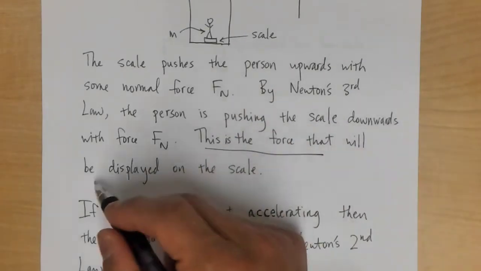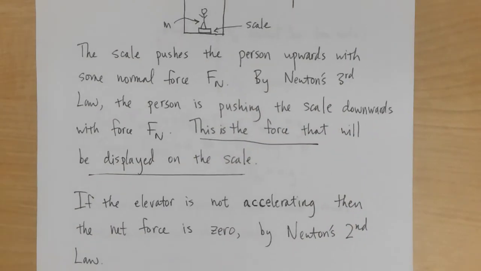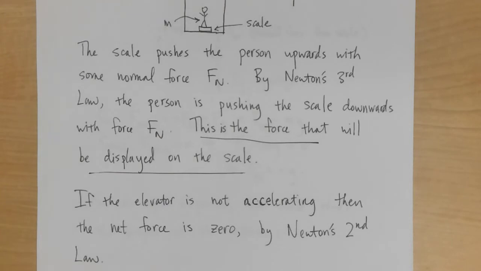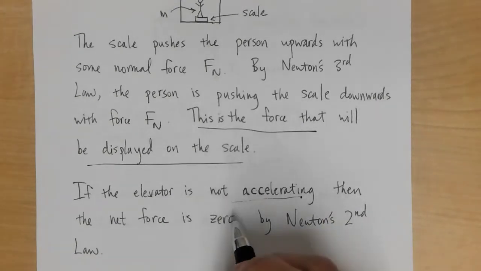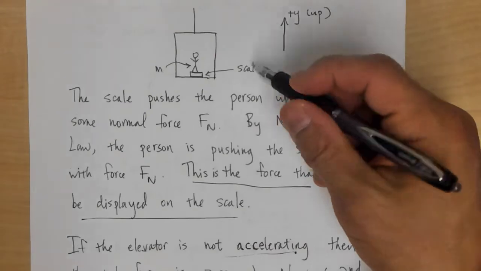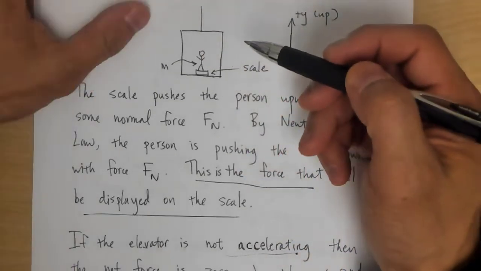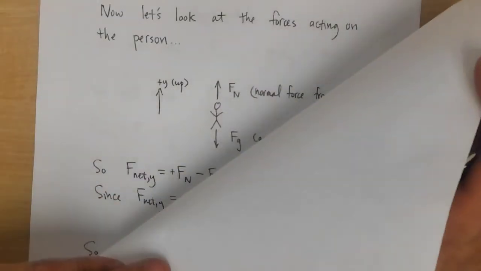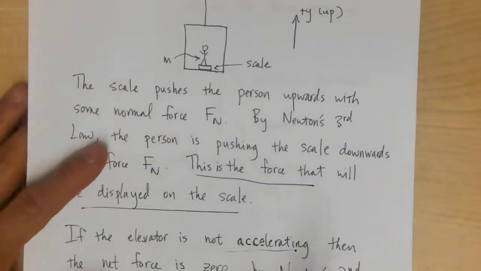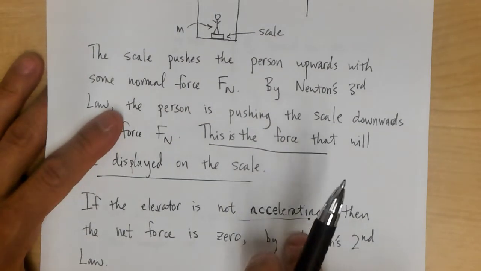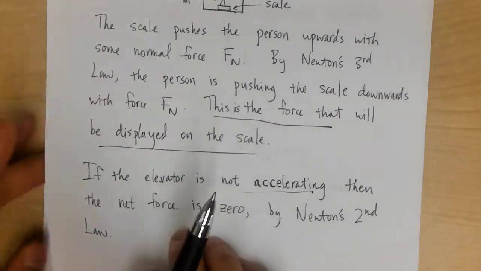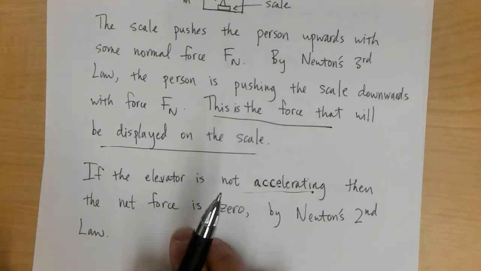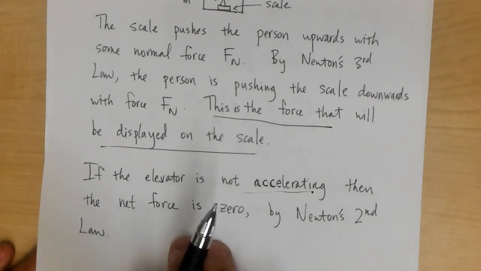This is the force that will be displayed on the scale. So the scale is just reading how much force the person is exerting on it. Now if the elevator is not accelerating, then the net force is 0. If the elevator is not accelerating, then the net force must be equal to 0, or the same thing, if the person is not accelerating, then the net force on the person is 0 by the second law.